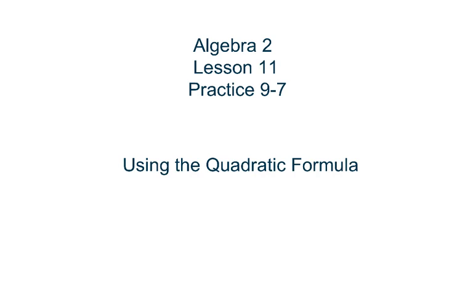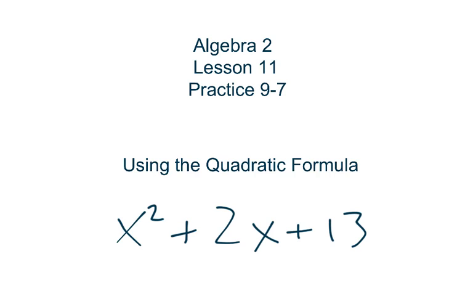Practice 9-7 using the quadratic formula. Sometimes we have trinomials where we can't solve by factoring or completing the square or graphing or anything like that because it's kind of funny looking, like for example x squared plus 2x plus 13, because there's no number that multiplies to equal 13 and adds to equal 2. So in this case, we want to use something called the quadratic formula.